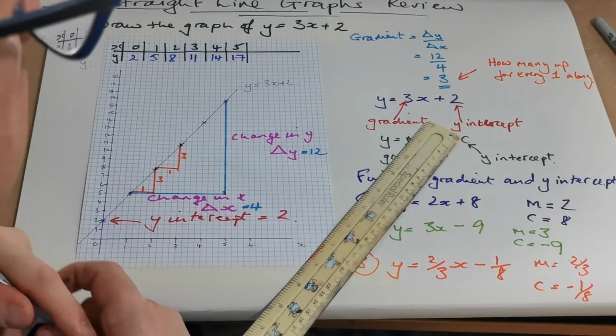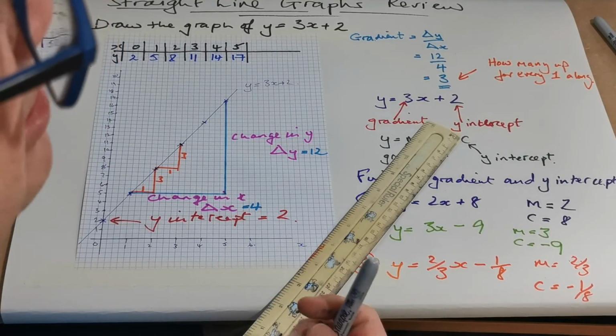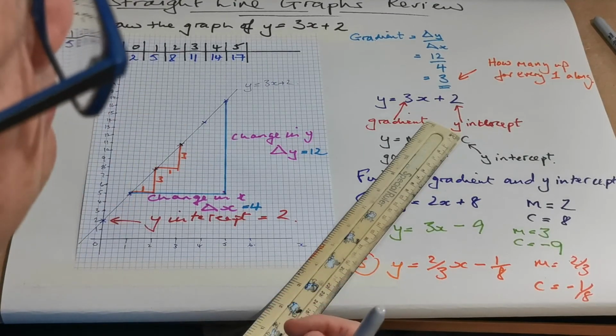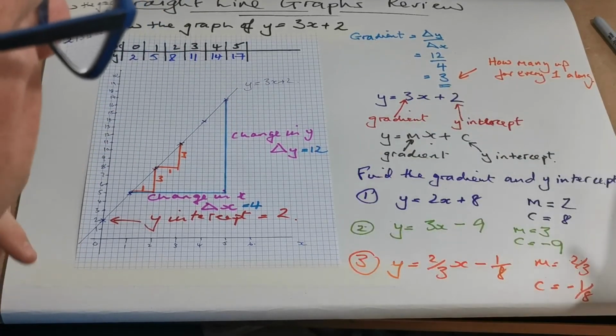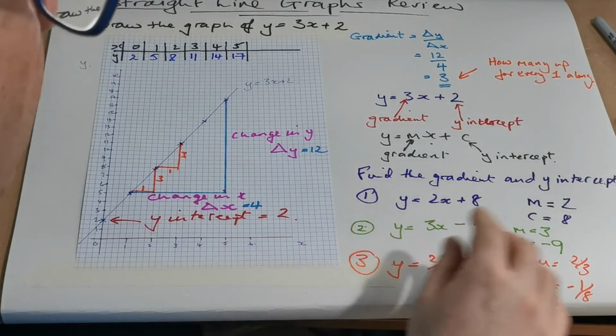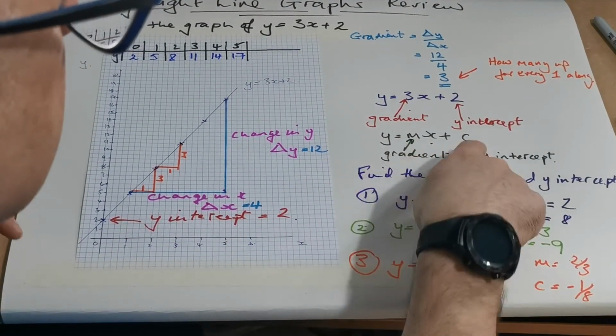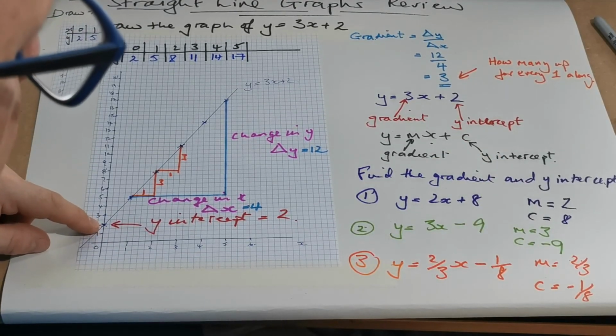Okay, so it's a measure of steepness. Obviously if you went 1 along 2 up, that wouldn't be as steep as if you went 1 along 10 up. 1 along 10 up is going to be much steeper than 1 along 2 up. So that's how we measure the steepness of our graph. So gradient always comes as your M, and y-intercept is always your C. It's always where it crosses the y-axis. Okay?